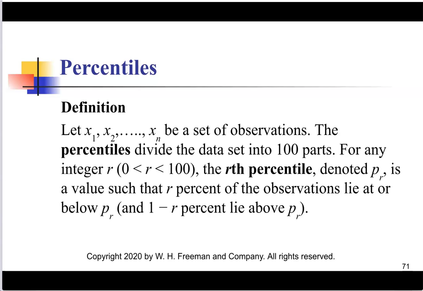So what do those percentiles actually mean? Well, imagine that you were to divide up your data set into 100 parts. Then your Rth percentile, which could be the 10th percentile or the 30th percentile or the 99th percentile, is the value in your distribution where that percent of the observations lie at or below your value.